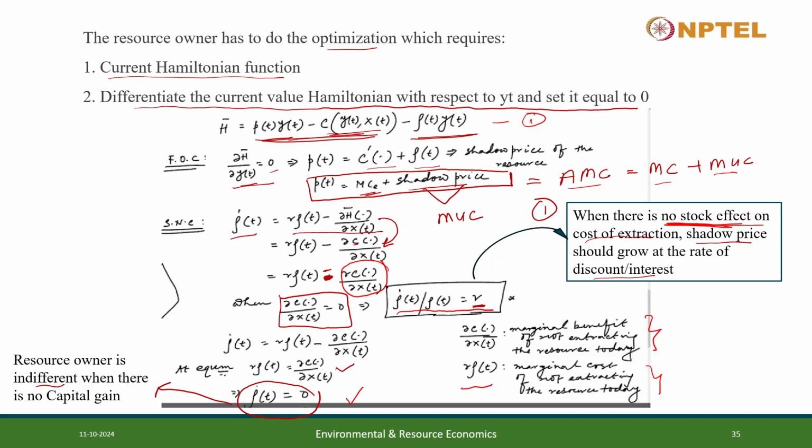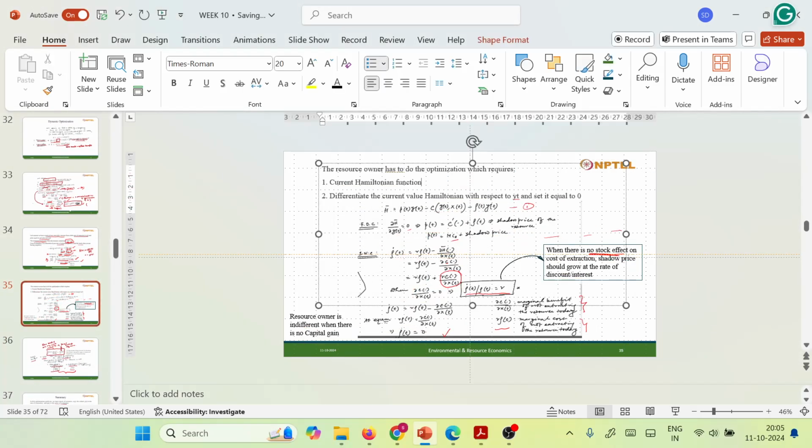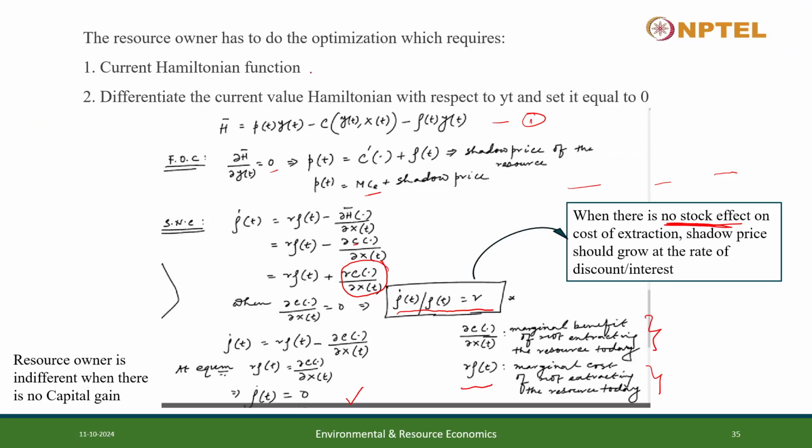Now let's say that in dynamic optimization we have the current value Hamiltonian, right? In dynamic optimization, we have to define the current value Hamiltonian function, differentiate it with respect to yt and set it equal to 0. That is the step we will follow in this slide.